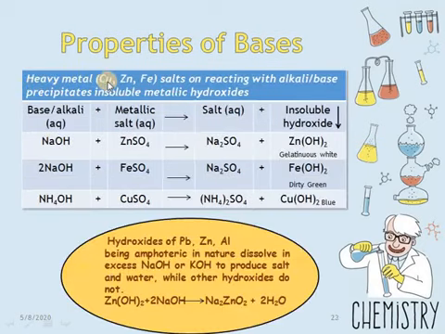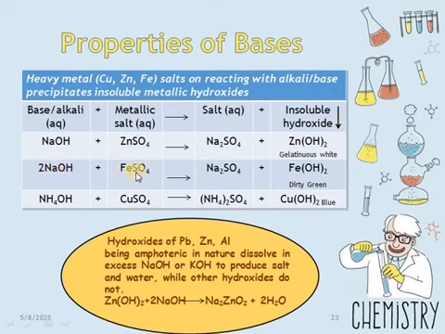Heavy metal like copper, zinc, iron salts on reacting with alkali or base precipitate insoluble metallic hydroxide. These three reactions again are important for your chapter 4, that is analytical chemistry, as well as your practical chemistry, that is chapter 13. Sodium hydroxide when reacting with zinc sulfate gives you sodium sulfate and gelatinous white zinc hydroxide precipitate. This is the insoluble hydroxide. So this is the precipitate sign.